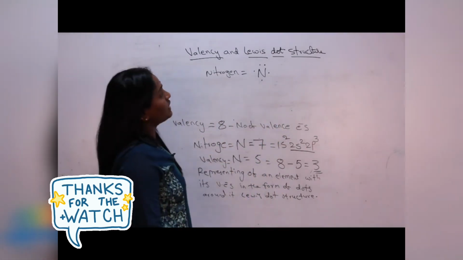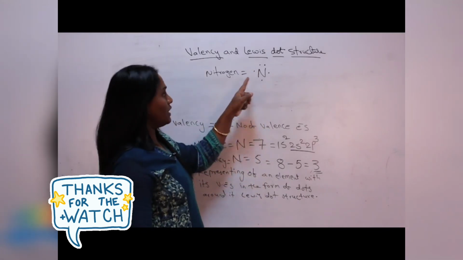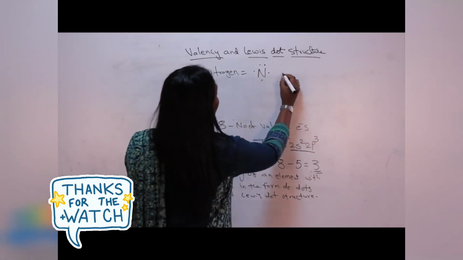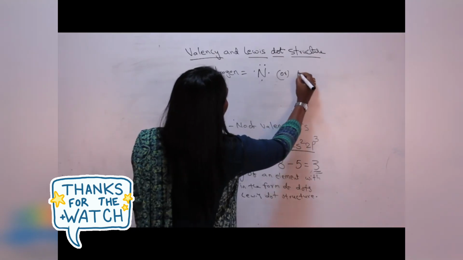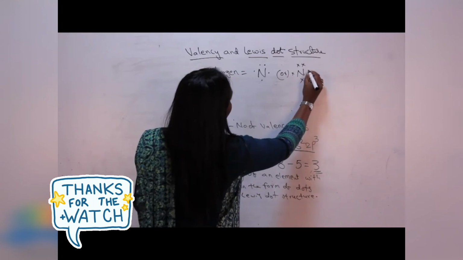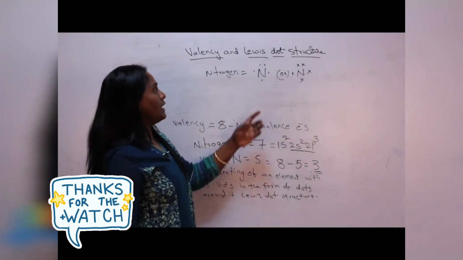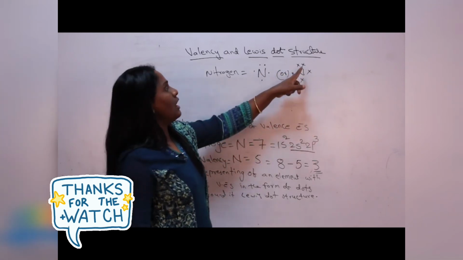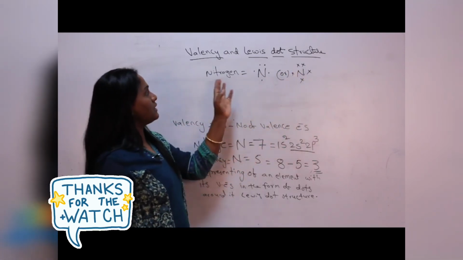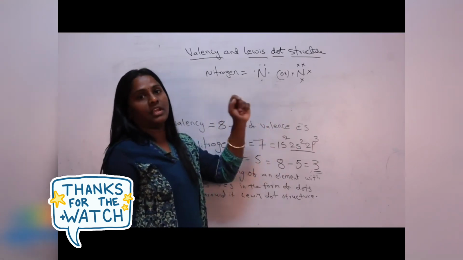You can represent this Lewis dot structure in the form of dots around this particular element, or you can also represent it like this, 1, 2, 3, 4, 5. You can use either dots or cross marks to represent this Lewis dot structure around this particular element.